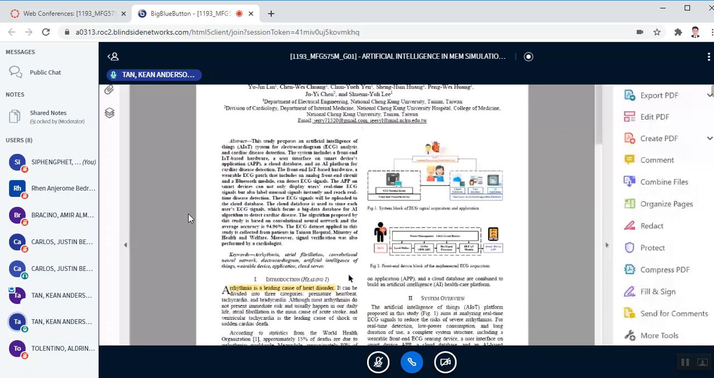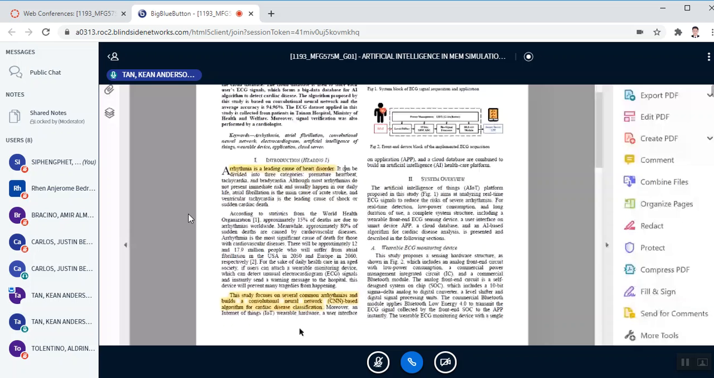Introduction. Arrhythmia is a leading cause of heart disorder. So the goal of this paper is to build a convolutional neural network that would be used to classify and analyze real-time ECG signals.